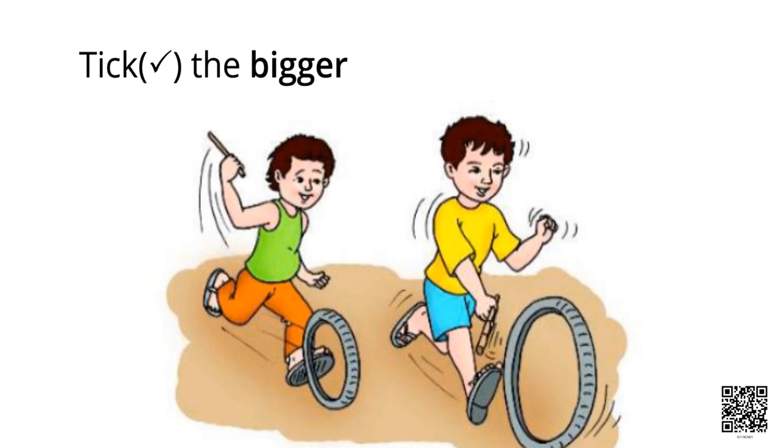Oh, look here. Two boys are playing with tires. So, whose tire is bigger? Ma'am, the boy in the yellow t-shirt has the biggest tire. Yes, my dear, the boy in the yellow t-shirt has a bigger tire.